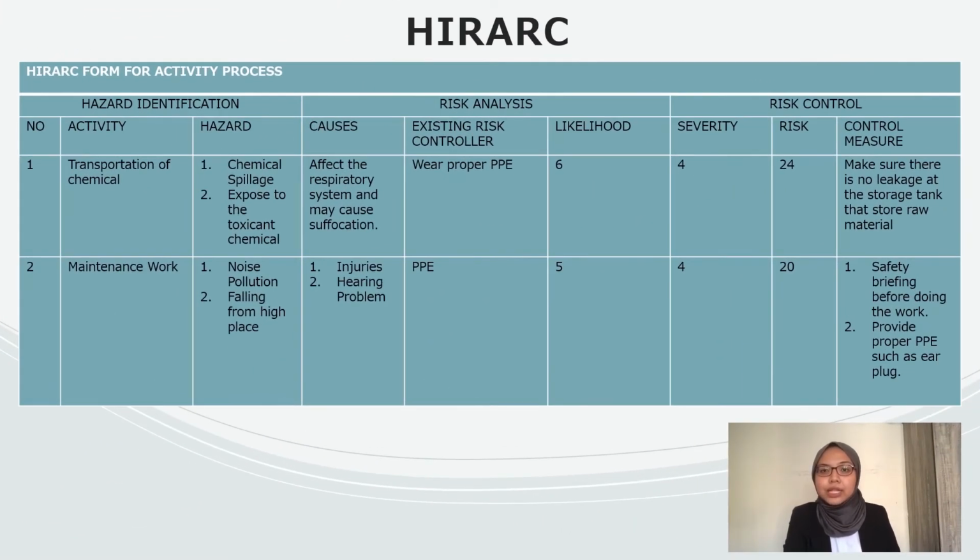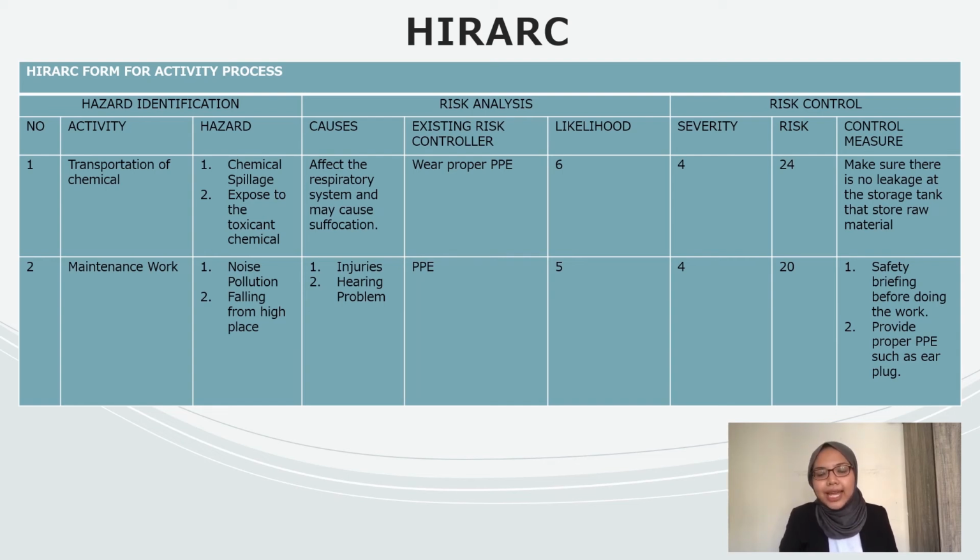Now, I'll proceed with Chapter 11, which is plant safety and layout, and I will talk about HIRARC. Identifying possible hazards in our plant is one of the most important things that we have to do. Hence, a few possible hazards in our plant were identified, but I will only talk about 2 possible hazards which contribute to the high risk.